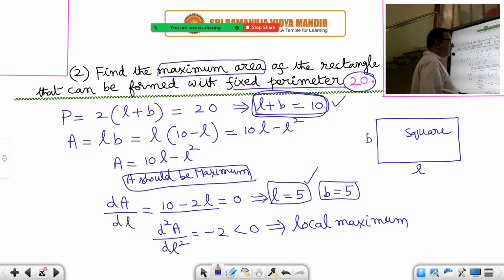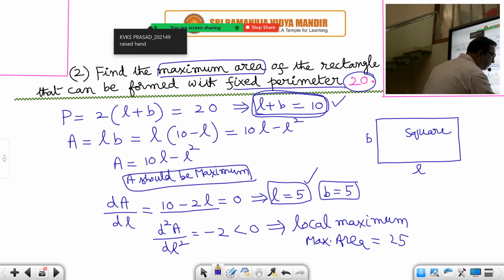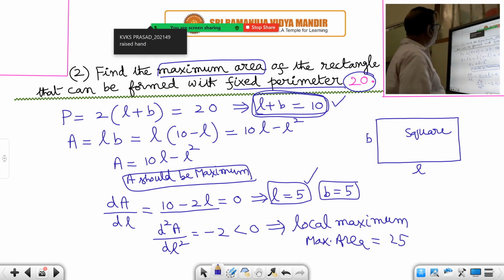Length and breadth must be equal if the perimeter is a constant. If the perimeter is a constant, to get the maximum area, the rectangle must become a square. That is what we have found. And the maximum area is what? 5 into 5, 25. Length is 5 and breadth is 5.